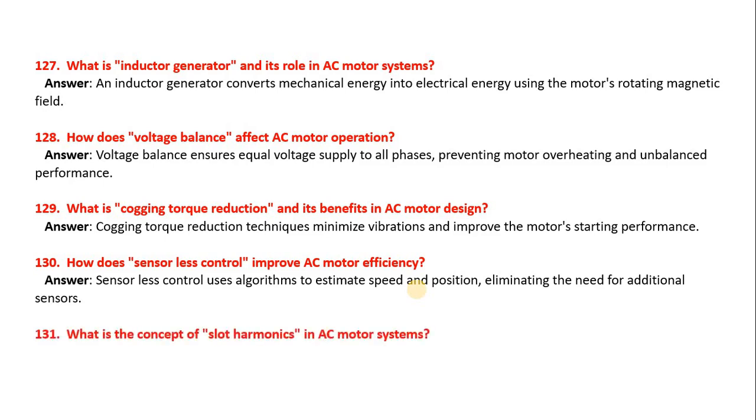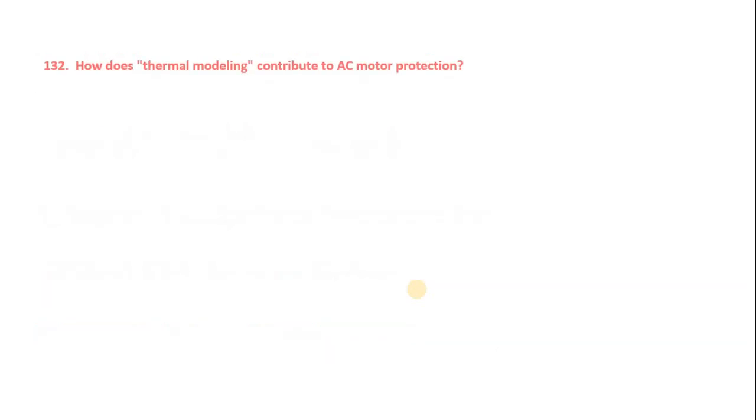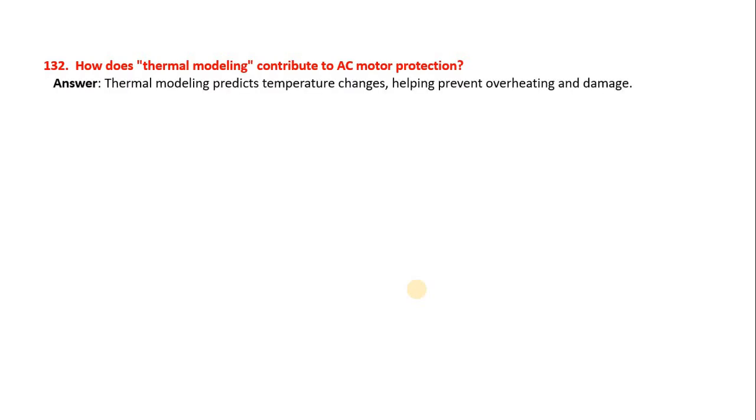What is the concept of slot harmonics in AC motor systems? Slot harmonics result from interaction between the stator and rotor slots, affecting motor performance. How does thermal modeling contribute to AC motor production? Thermal modeling predicts temperature changes and helps prevent overheating and damage.